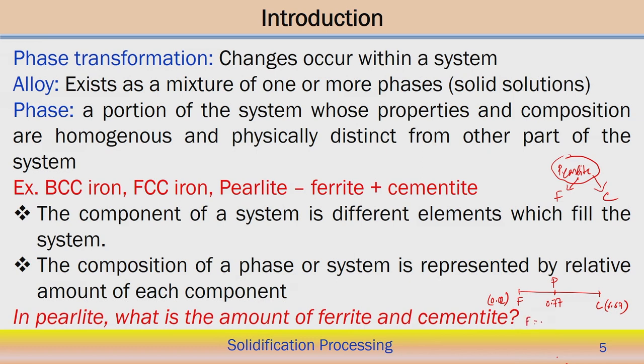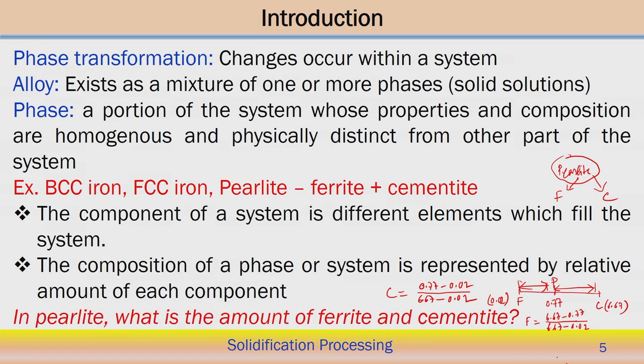For the ferrite percentage, we take the carbon percentage difference on this side: 6.67 minus 0.77, divided by the total span 6.67 minus 0.02. This is the fraction of ferrite. Similarly, for the cementite fraction, we take the other side: 0.77 minus 0.02, divided by the total span 6.67 minus 0.02. Here we are simply applying the lever rule. This relative amount lets us estimate the percentage of ferrite and the percentage of cementite in this particular pearlite structure.